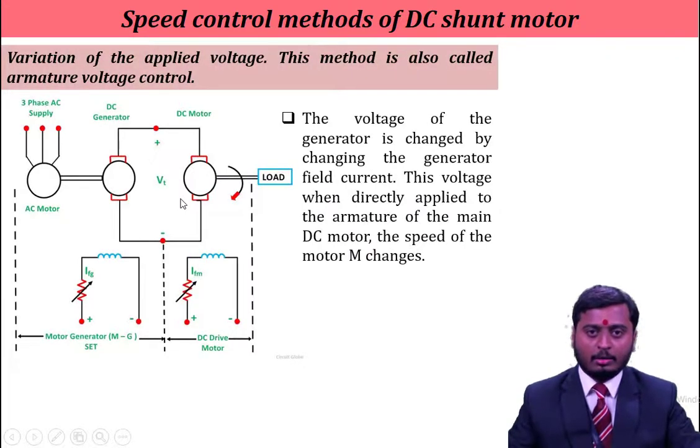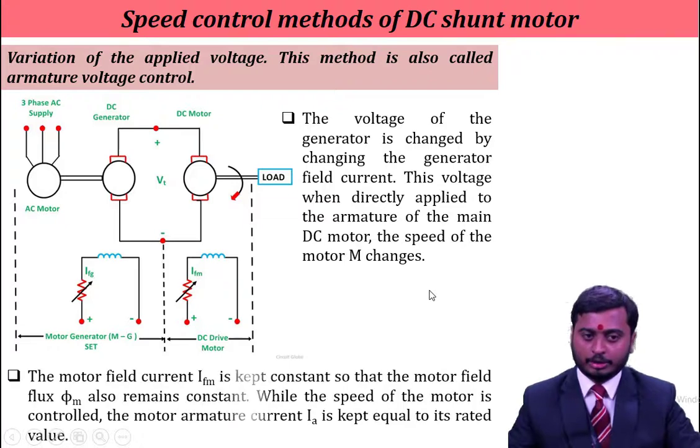Now here, the voltage of the generator is changed by changing this supply. Whenever the voltage is changed, the same changed voltage is given to a DC motor. The voltage of the generator is changed by changing the generator field current. When this voltage is directly applied to the armature of this DC motor, the speed of the motor also changes.